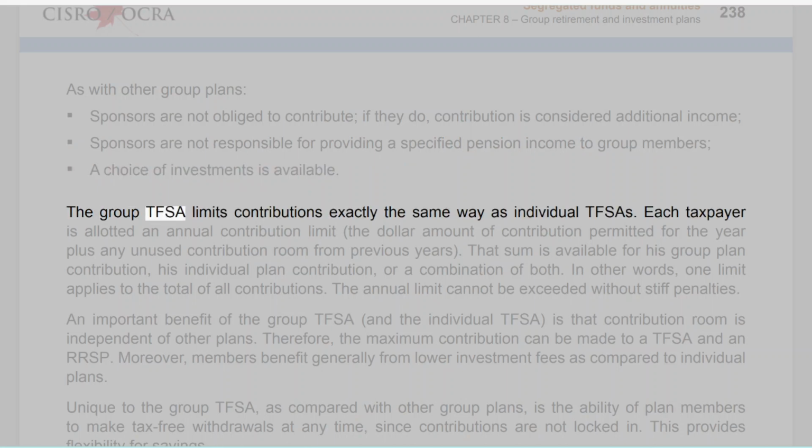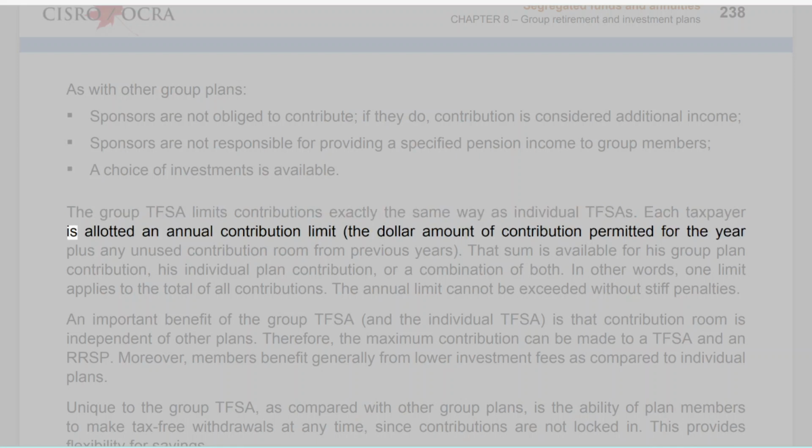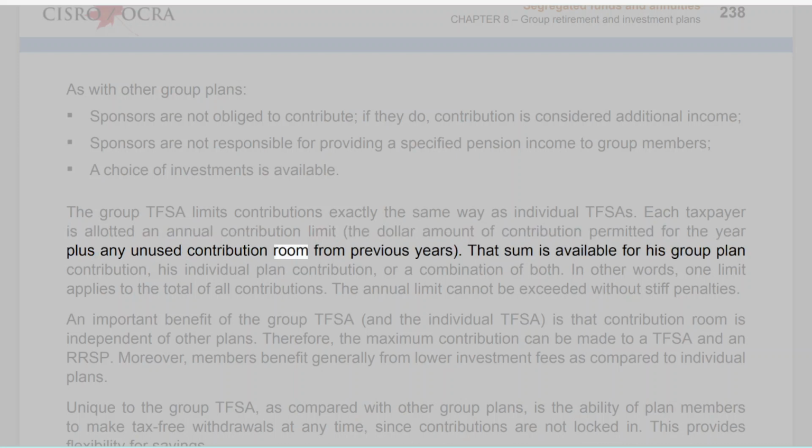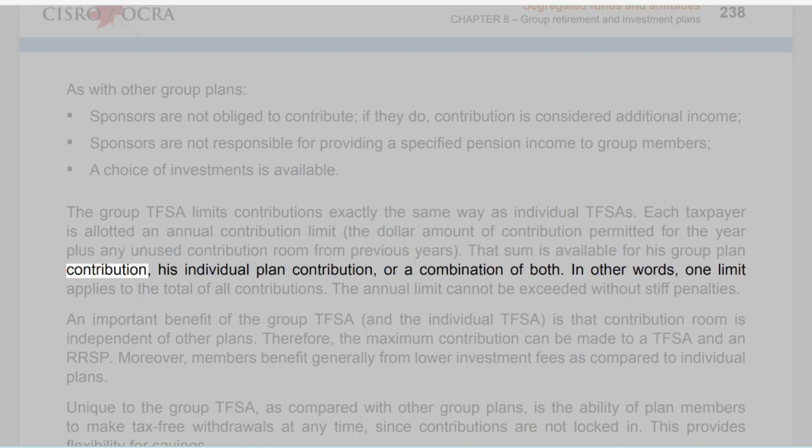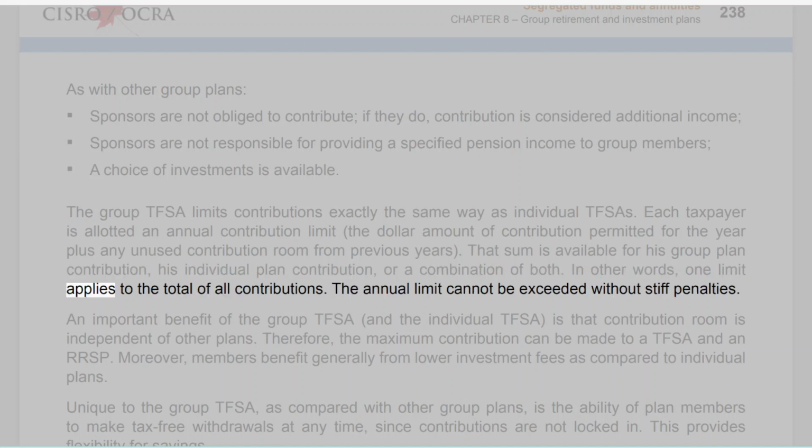The Group TFSA limits contributions exactly the same way as individual TFSAs. Each taxpayer is allotted an annual contribution limit, the dollar amount of contribution permitted for the year plus any unused contribution room from previous years. That sum is available for his group plan contribution, his individual plan contribution, or a combination of both. In other words, one limit applies to the total of all contributions. The annual limit cannot be exceeded without stiff penalties.